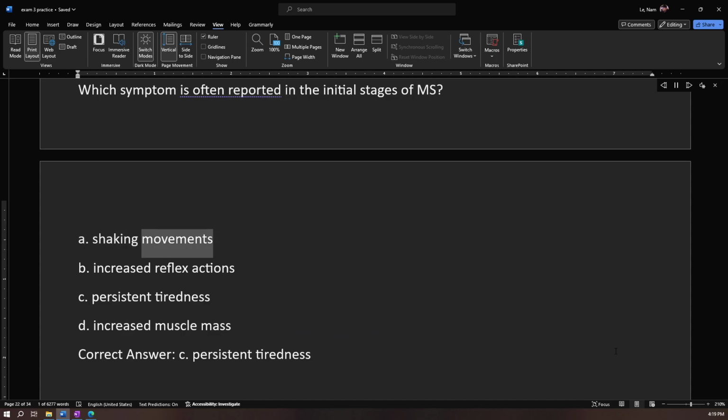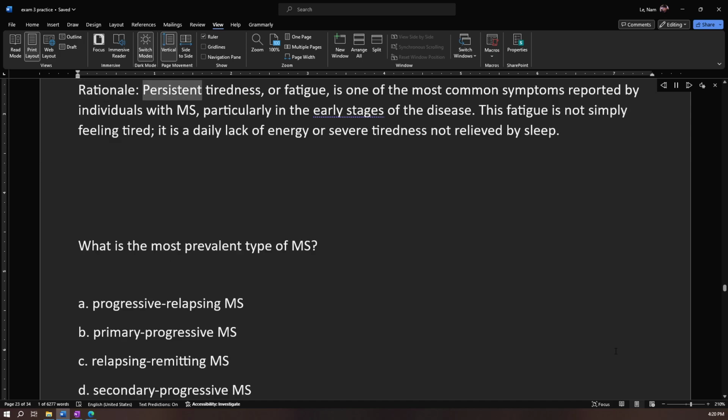A. Shaking movements. B. Increased reflex actions. C. Persistent tiredness. D. Increased muscle mass. Correct answer. C. Persistent tiredness. Rationale. Persistent tiredness or fatigue is one of the most common symptoms reported by individuals with MS, particularly in the early stages of the disease. This fatigue is not simply feeling tired. It is a daily lack of energy or severe tiredness not relieved by sleep.